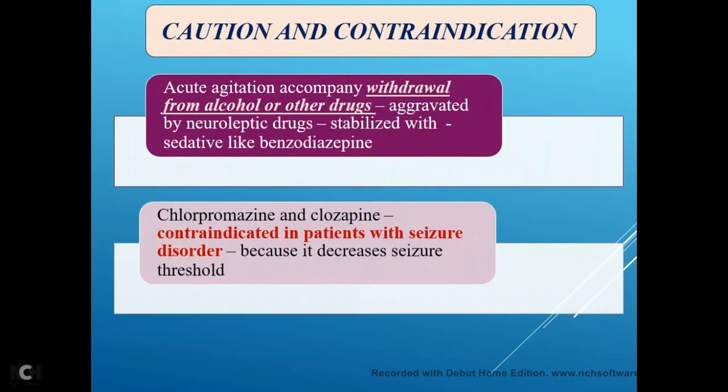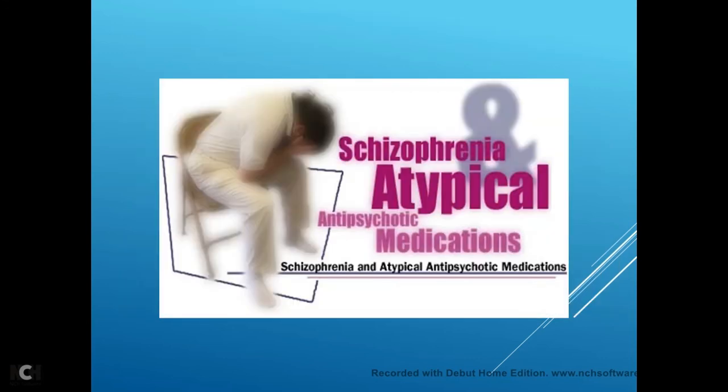The caution and contraindications of antipsychotic drugs. Acute agitation accompanied with withdrawal from alcohol or other drugs is aggravated by neuroleptic drugs. This is stabilized with a sedative like a benzodiazepine. Chlorpromazine and clozapine are contraindicated in patients with seizure disorder because they decrease the seizure threshold. So these all are the cautions and contraindications of antipsychotic drugs.